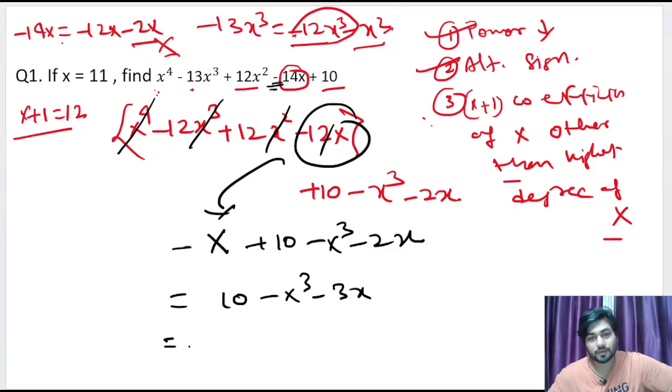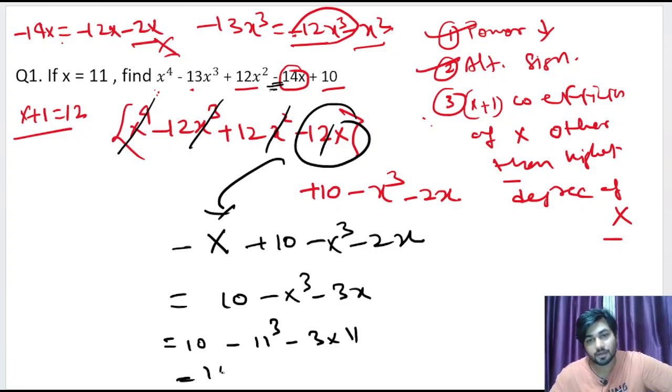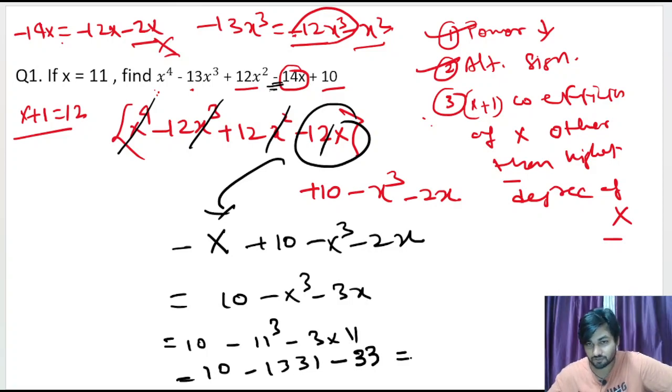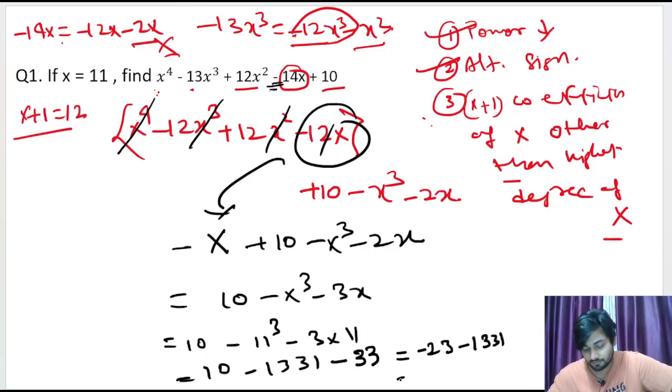So let me put the value of x here. 10 minus 11 cube minus 3 into 11. So it will be 10 minus 1331. Everyone should remember this, the value of 11 cube. I have told you that everyone should remember cubes at least till 15. And the other term will be minus 33. So here we'll have minus 23 minus 1331. That will give us minus 1354 as our answer.